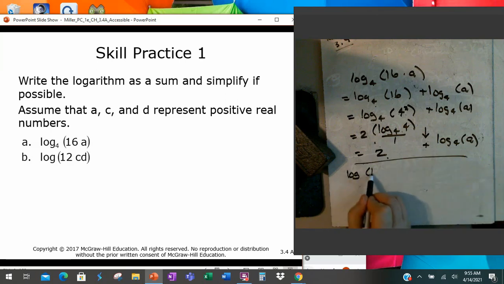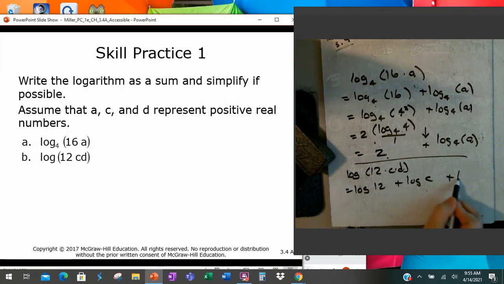Log of 12 times C times D. That's what 12CD means. 12 times C times D. And that's just all multiplications. Log 12 plus log C plus log D. This is okay as long as you don't forget that that's what that is, that I'm taking the log of this number. Sometimes I'll go through and just write it real quick as this, but I know what I'm doing. But be careful that this needs to have parentheses around it.